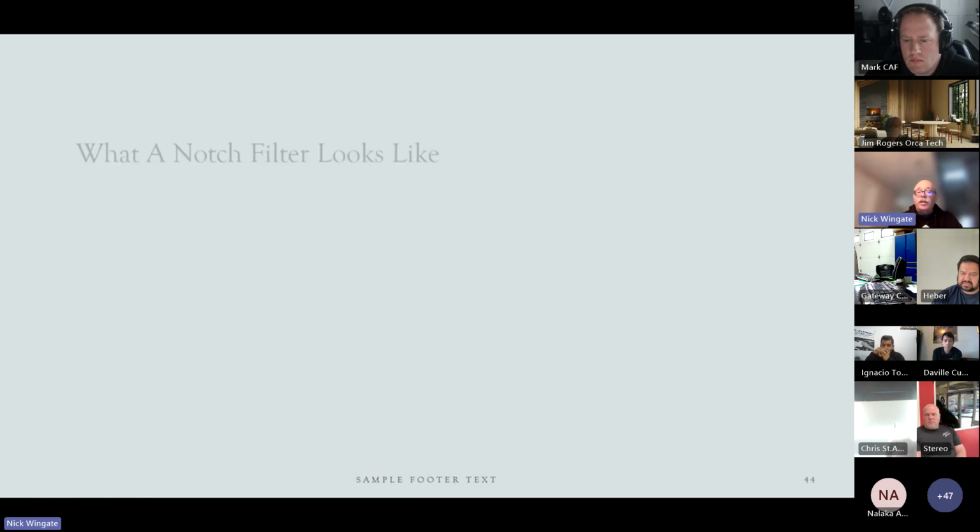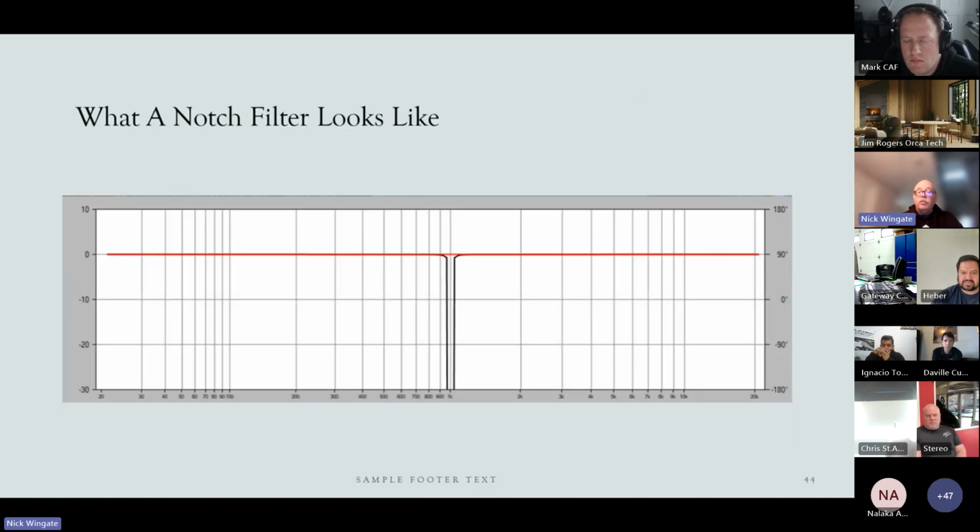Now, in this particular instance, I'm going to show you what a notch filter looks like. That's a notch filter at 1,000 hertz with a Q of 25, if I remember. It's a very narrow amount of energy that has been removed. Everything else is playing from 20 to 20,000 hertz. That's what a notch filter looks like, okay?